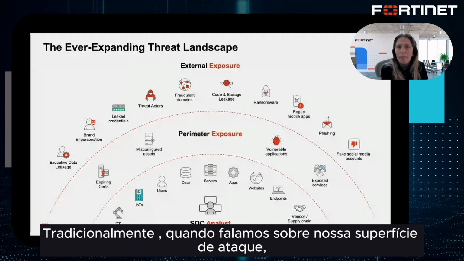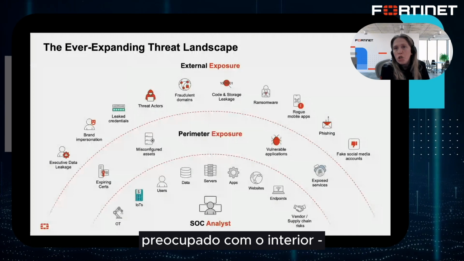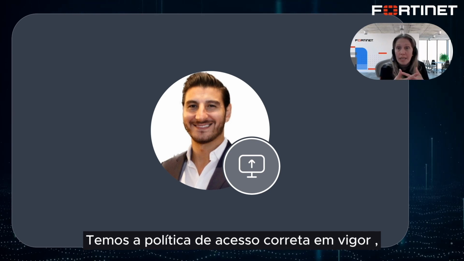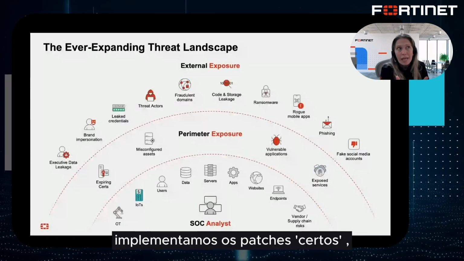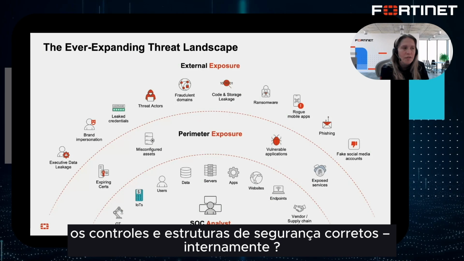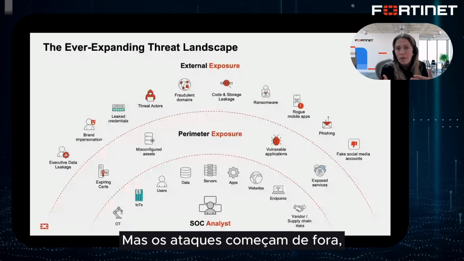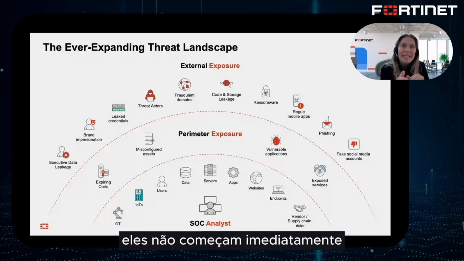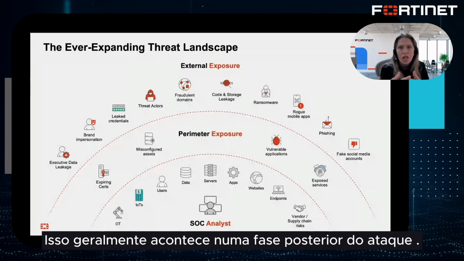Traditionally, when we talk about our attack surface, we were very much concerned about the interior. What is inside our perimeter? Do we have the right access policy in place? Do we protect our endpoints? Do we implement the right patches, the right security controls and frameworks internally? But attacks start from the outside our firewalls. And they don't start by immediately hacking an organization. This usually happens at a later stage in the attack.